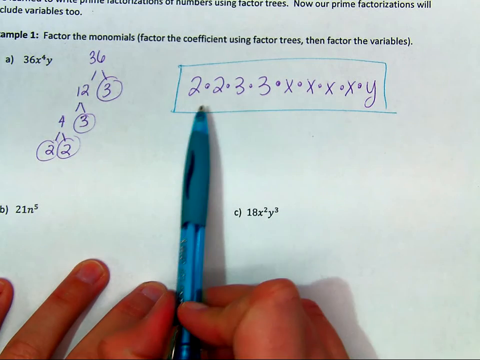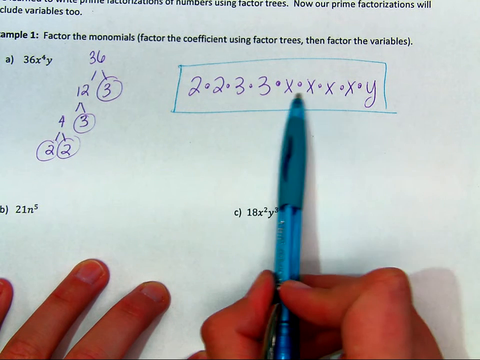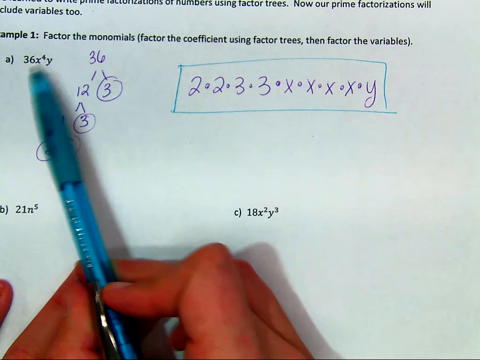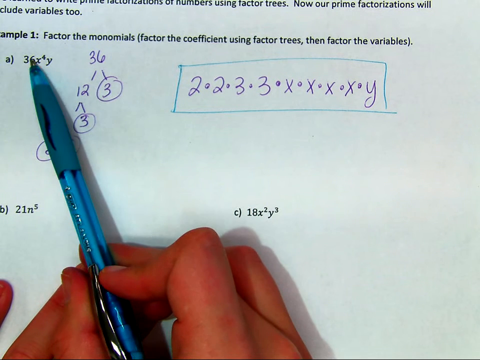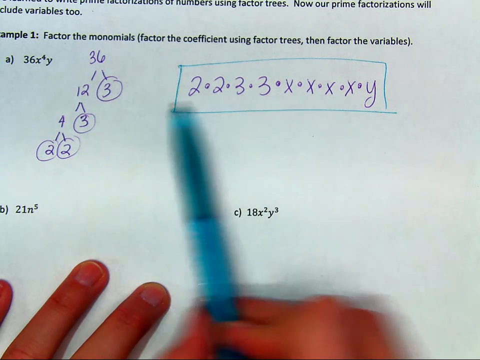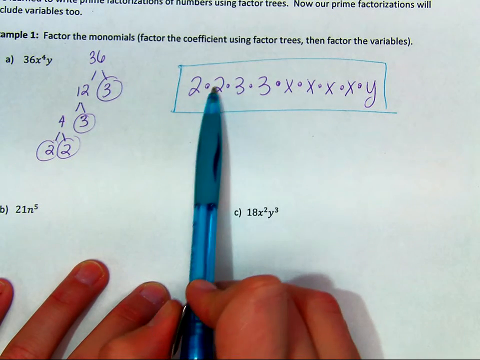Some of you might be asking yourself, why aren't I writing this as 2 squared times 3 squared times x times x times x times x times y? Since we kind of got rid of the exponents for the variables and expanded it, I'm just going to keep it fully expanded. Technically, it wouldn't be wrong if you included the exponents, though.